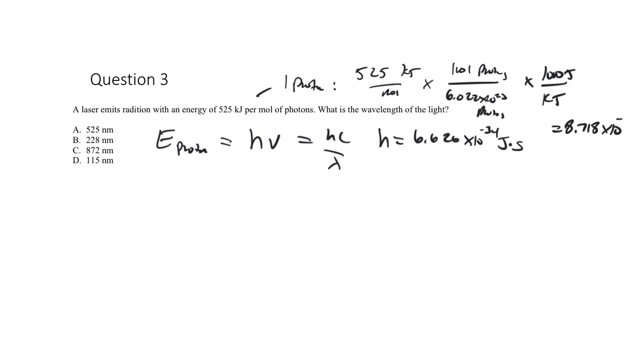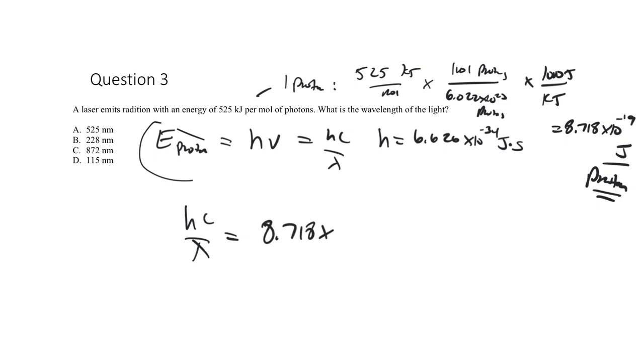And so that's the energy per photon. And so we need to put the energy of just a single photon into this equation here. So hc over lambda is equal to my photon energy of, excuse me, 8.718 times 10 to the minus 19 joules. And so my wavelength is equal to hc divided by this energy.